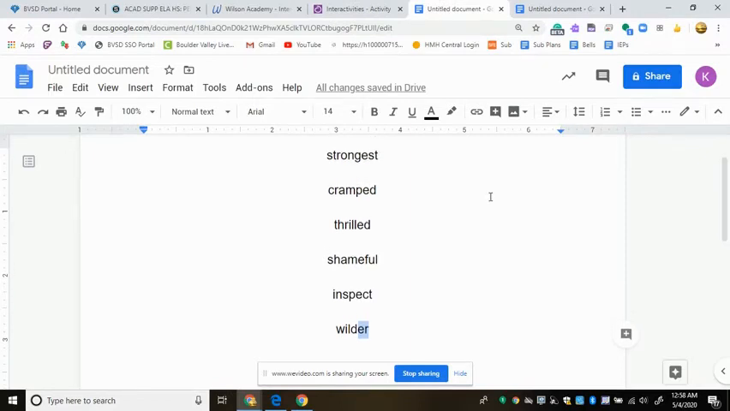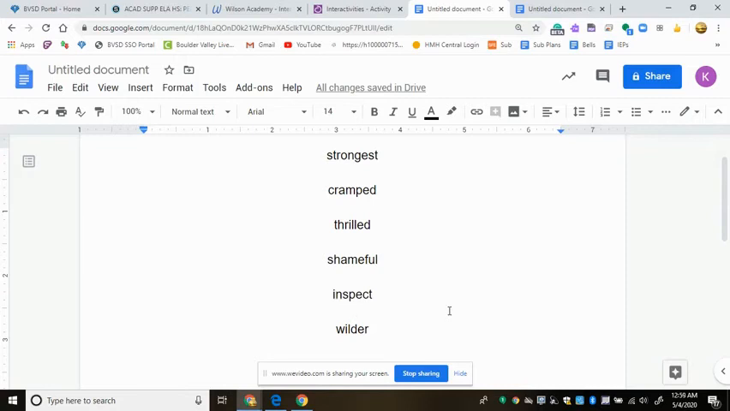The first word that I want you to copy down is strongest. Underneath that is cramped. Next one is thrilled. And after that is shameful. And then inspect. And the last one is wilder.